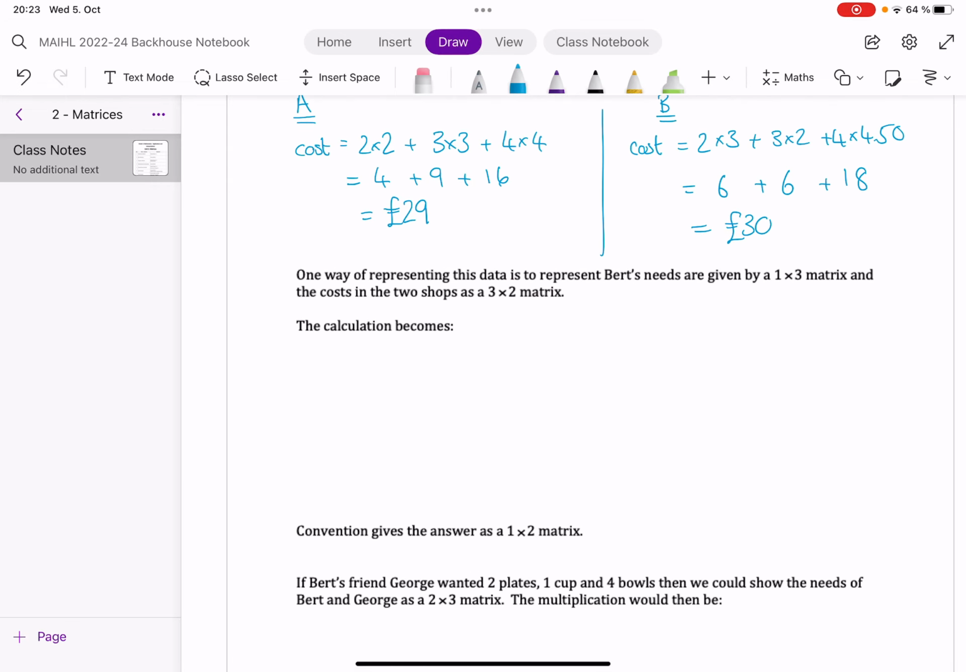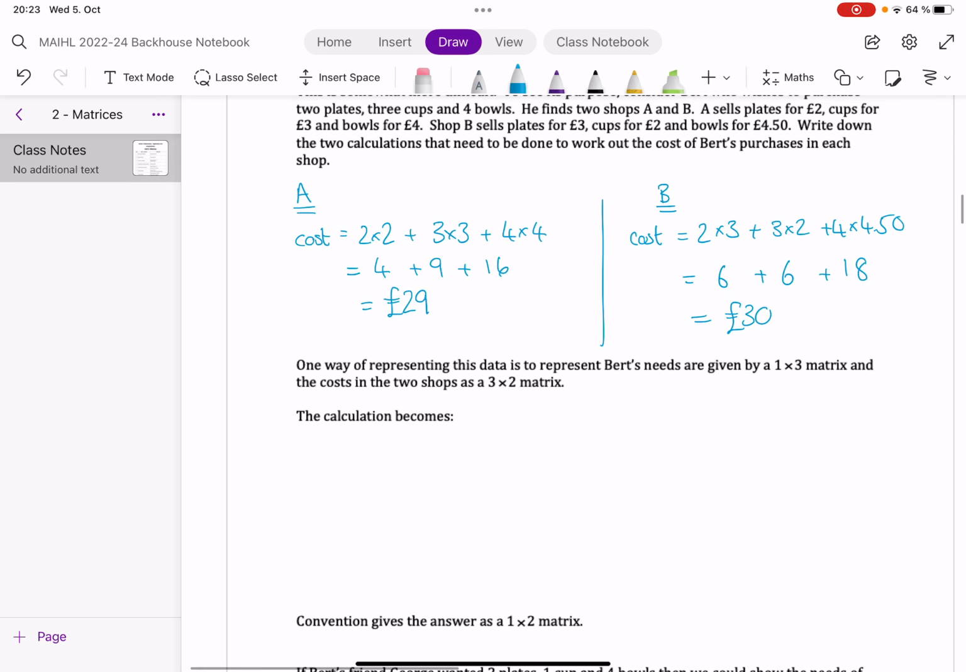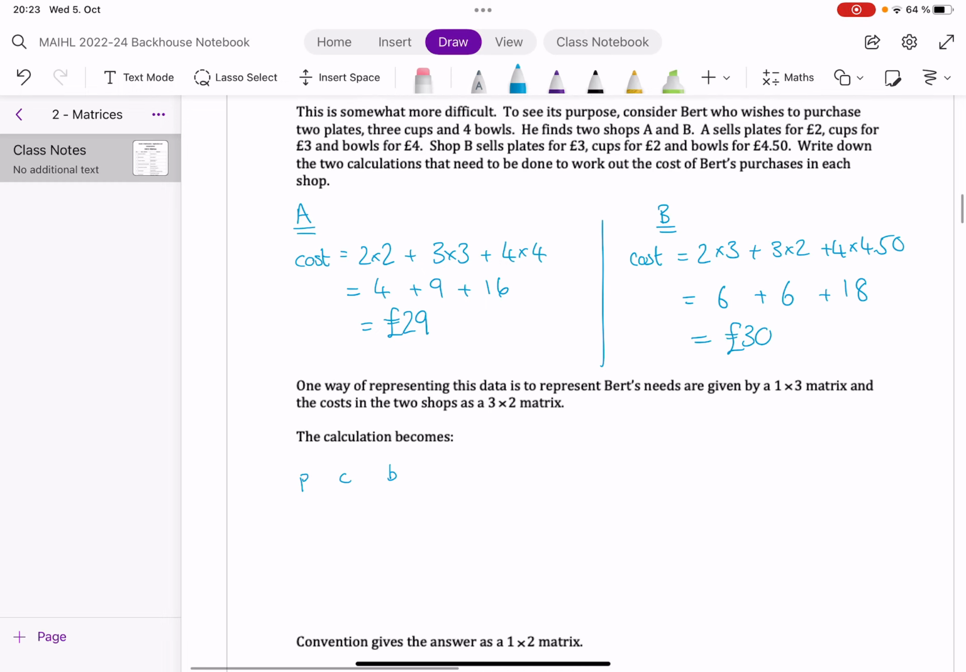Okay, so what we're going to do is we're going to represent Bert's needs by a 1 by 3 matrix. So that's going to go plates, cups, bowls. That's the order we have in the question. And Bert needs 2 plates, 3 cups, 4 bowls. And we're then going to represent the costs of plates, cups and bowls in our two shops in a 3 by 2 matrix. So we're going to have shop A, the plates cost 2, the cups cost 3, and the bowls cost 4. And then in shop B we had 3, 2 and £4.50.